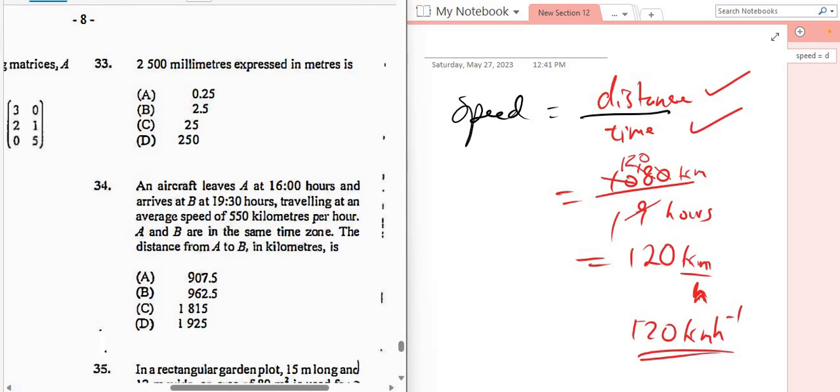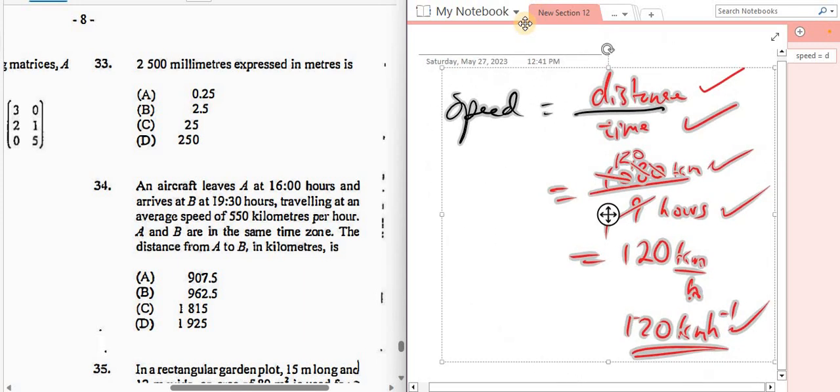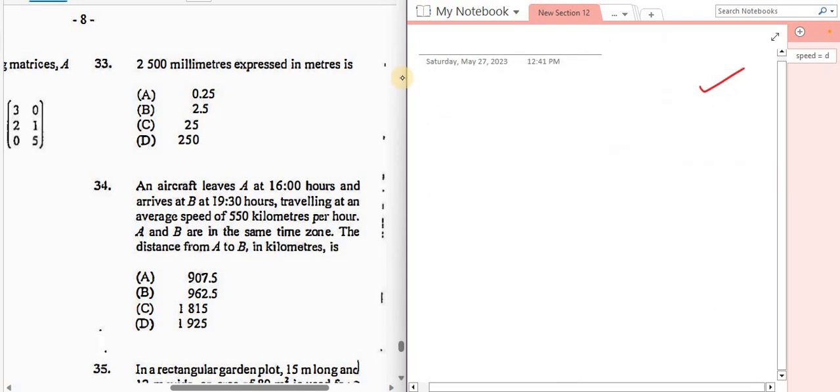Okay. Well, this one is a distance over time, and the distance was 1,080. The time was 9 hours, and we divide that, we get 120. That's the speed. Okay, so next one now is what? Not 200, sorry. 2,500 millimeters expressed in meters is what?